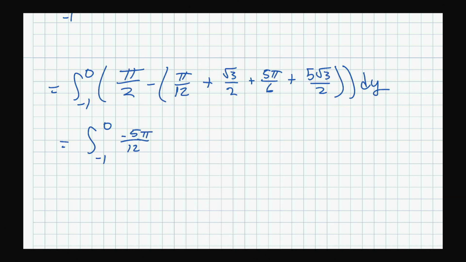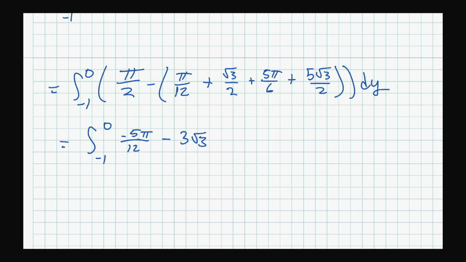Now, if I add up the things that don't have pi, the only things that don't have pi are the root 3 over 2 and the 5 root 3 over 2. So root 3 over 2 plus 5 root 3 over 2 is going to be 6 root 3 over 2, right? Which is actually 3 root 3. So we end up with minus 3 root 3.